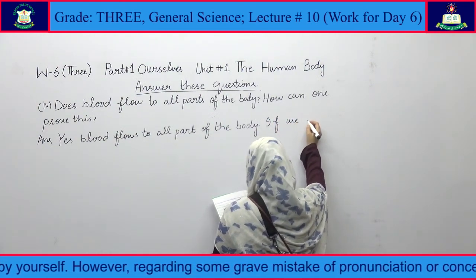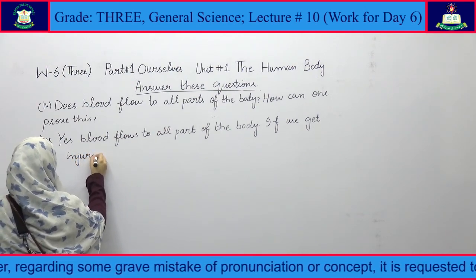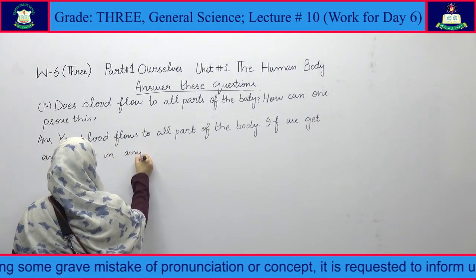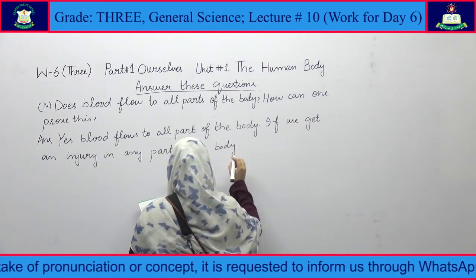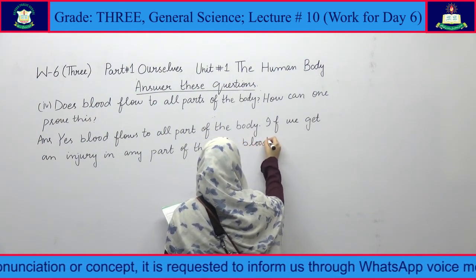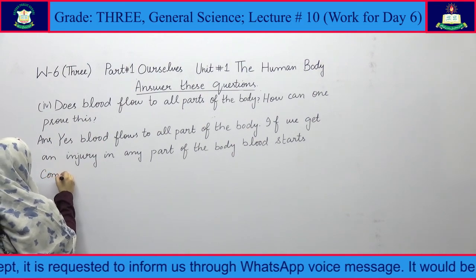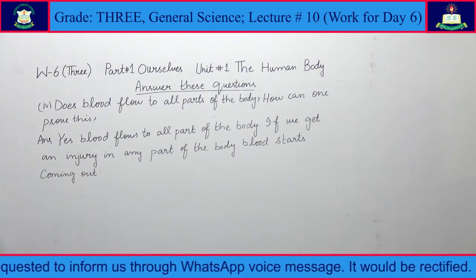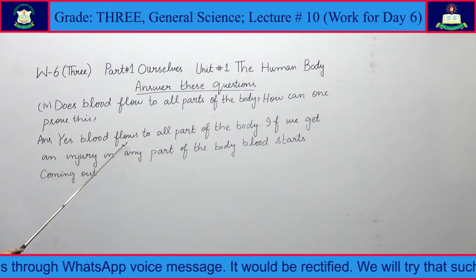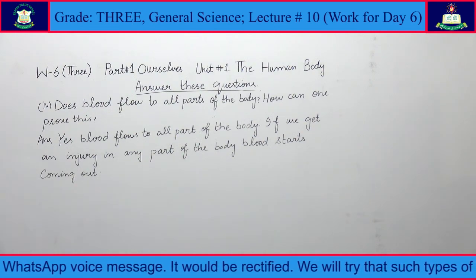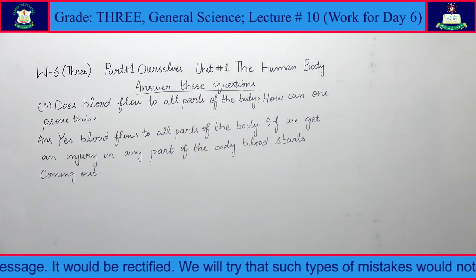If we get an injury in any part of the body, blood starts coming out. It means blood flows to all parts of the body. Students, answer is yes. Blood flows to all parts of the body.